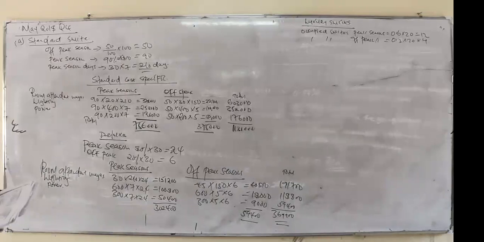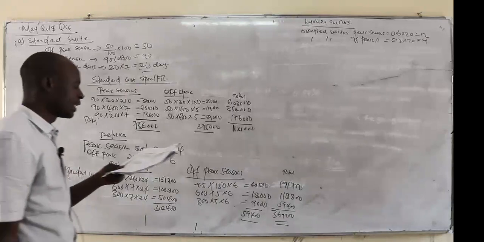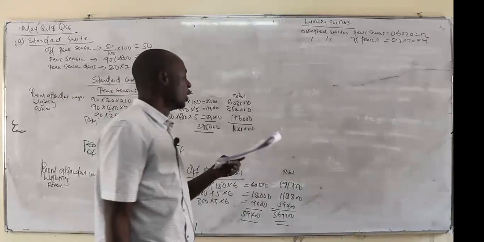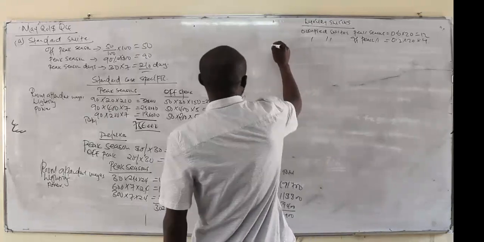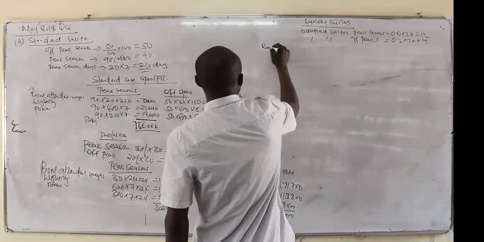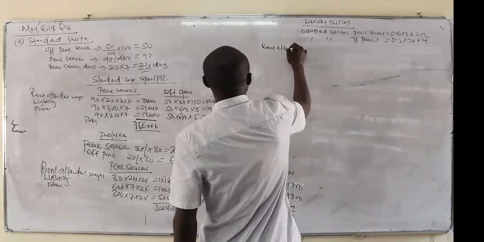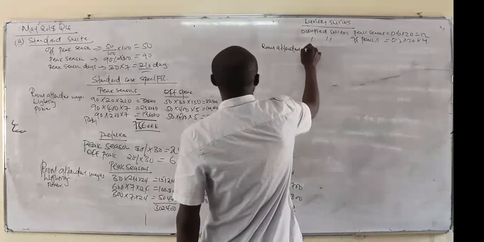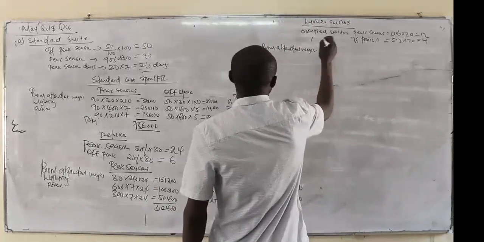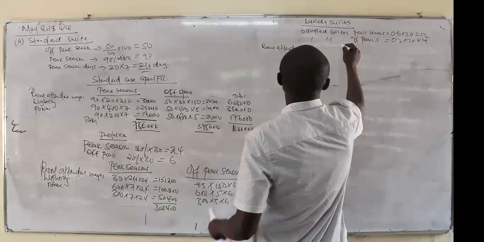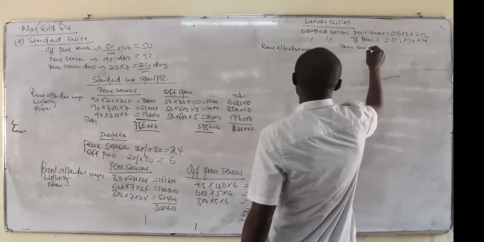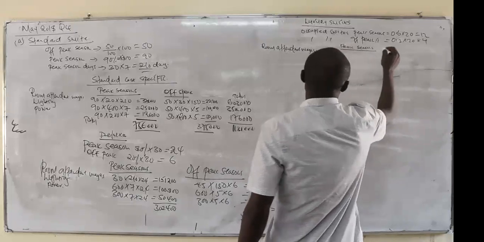So we get the specific cost. We are getting the specific cost, remember. So the first cost here is the room attendant wages. Here we have the peak seasons. We have the peak seasons here. Off-peak season.